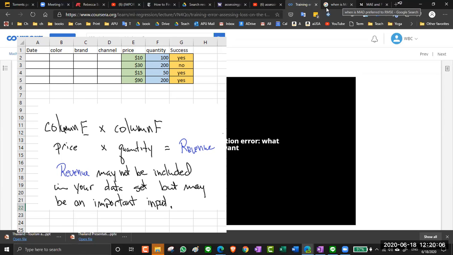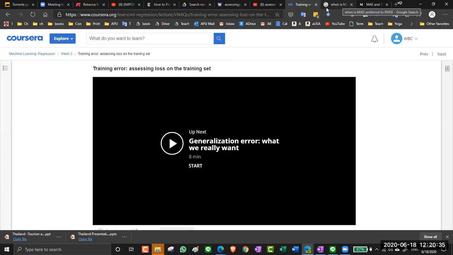Yeah. So Weka doesn't do that for you, but that might be an important new variable to have in your data set. And the only way you're going to know that is to think about what's important in what you're trying to predict, and what new variables you can create that represent something that might be important in helping you to make your prediction.